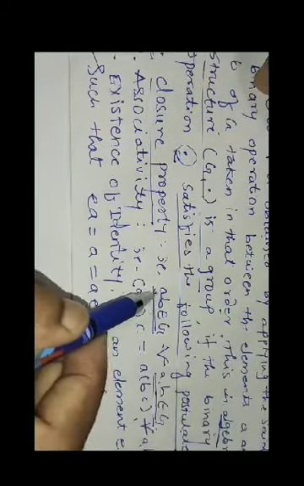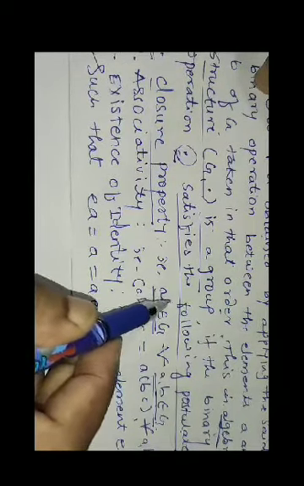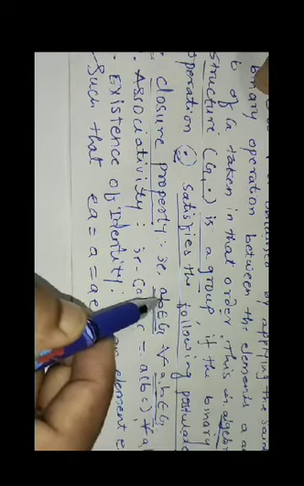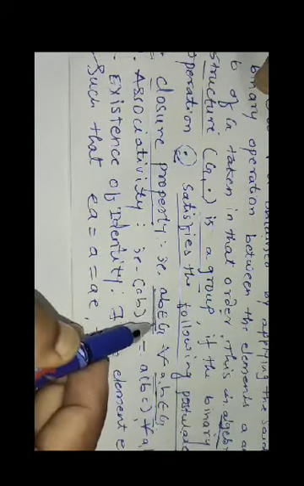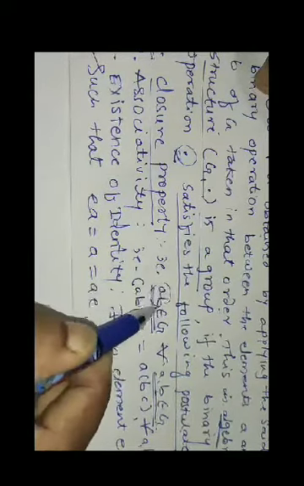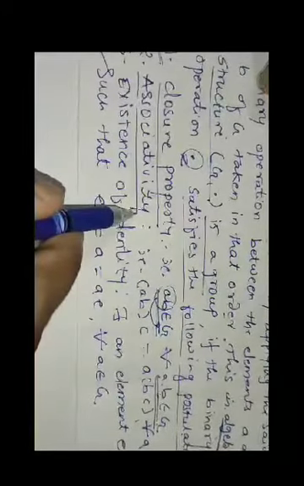First is the closure property. What is the closure property? A and B both are elements of G, and after applying the binary operation we get AB. It is A dot B, no need to write dot, it is the convention. So AB belongs to G. Whatever the elements A and B, after applying the binary operation, we get a new element, and that also belongs to G.